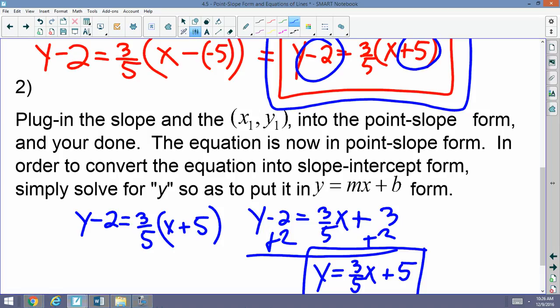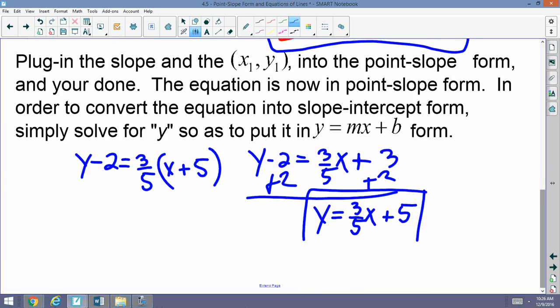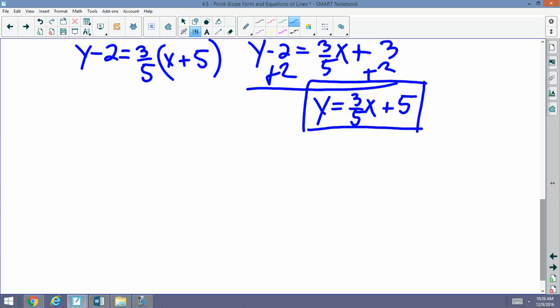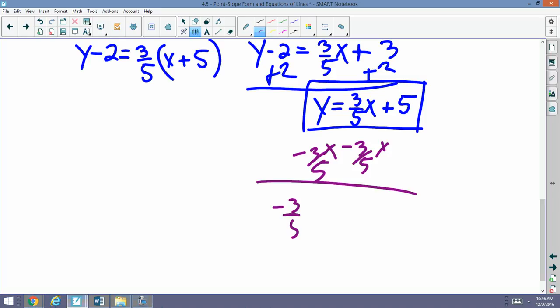Now from here, if I wanted to, I can ask you to go to standard form as well. And just for giggles, what would we do if I want to turn this into standard form as well? Yes, sir? I am very proud of you, son. You're going to subtract 3/5 x from both sides. And you're going to have negative 3/5 x plus y equals 5. But am I done? Why?